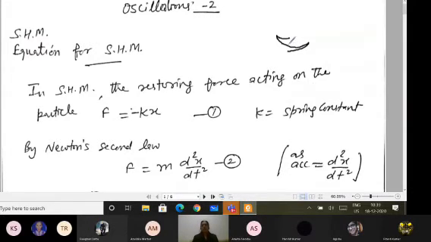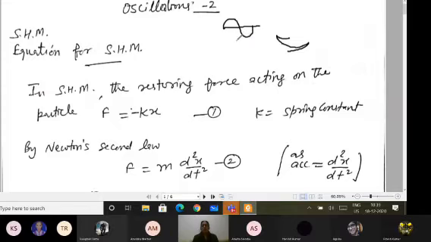oscillation. And if this periodic motion can be represented in the form of a sine curve or in terms of a cosine curve, then it becomes harmonic motion. So harmonic motion is simply a periodic motion which can be expressed in the form of a sine or cosine curve.